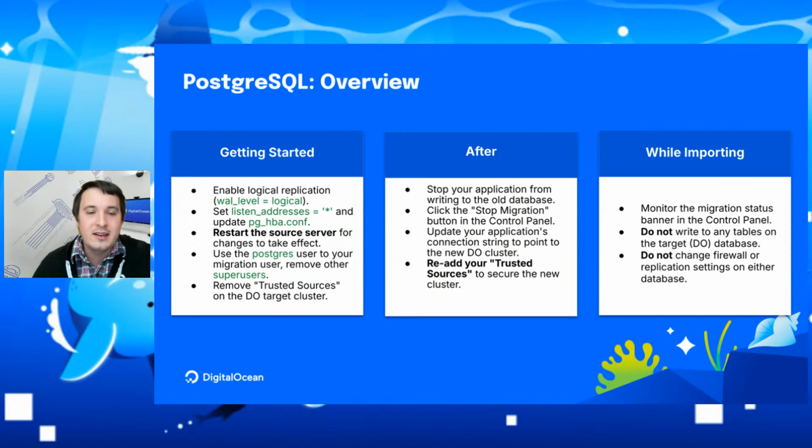And then again, please remove trusted sources, because we get this question a lot if you can't tell. After the migration has finished and wrapped up, this process is very similar to MySQL. You're going to just click the Stop Migration button in the Cloud Console UI, or through the API if you want to use it that way. And then you'll need to update your application connection string. And then I can't reiterate it enough: make sure you add back your trusted sources.